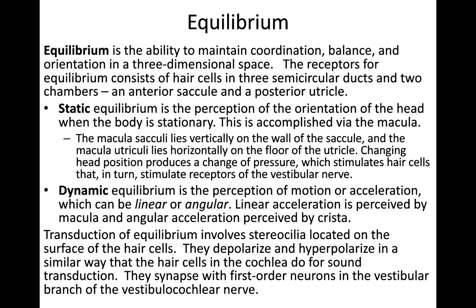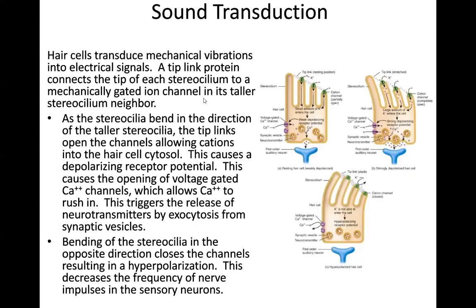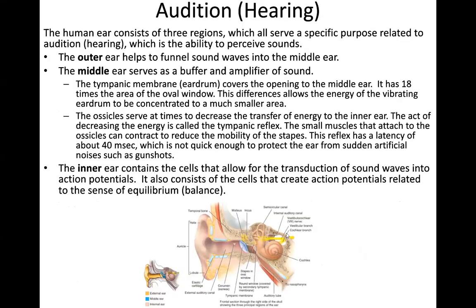Receptors for this equilibrium process are hair cells, just like with the sense of hearing. They're found in these three semicircular ducts and two chambers, what we call the anterior saccule and the posterior utricle. If I go back to our picture of the ear, here are these semicircular canals or ducts, and then the utricle and saccule are kind of down in this area.